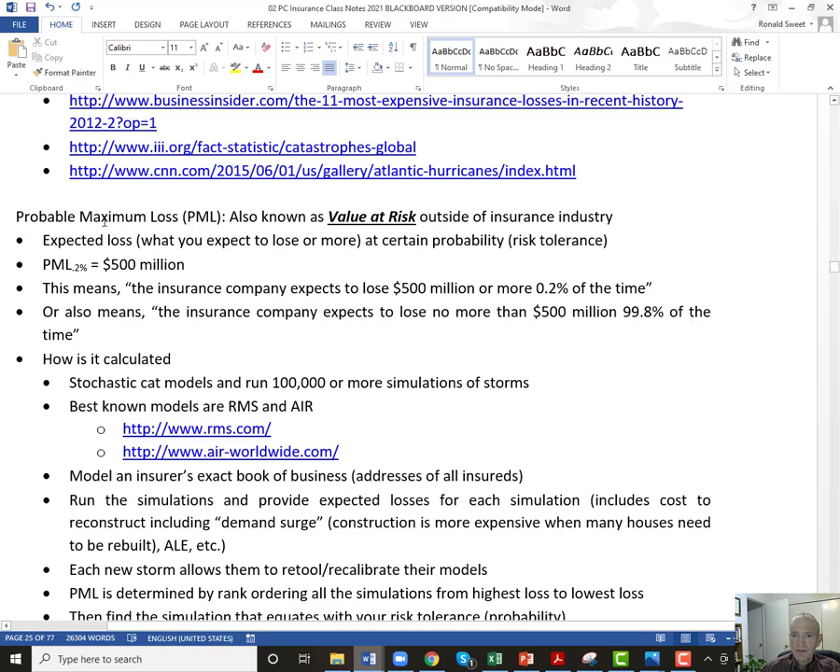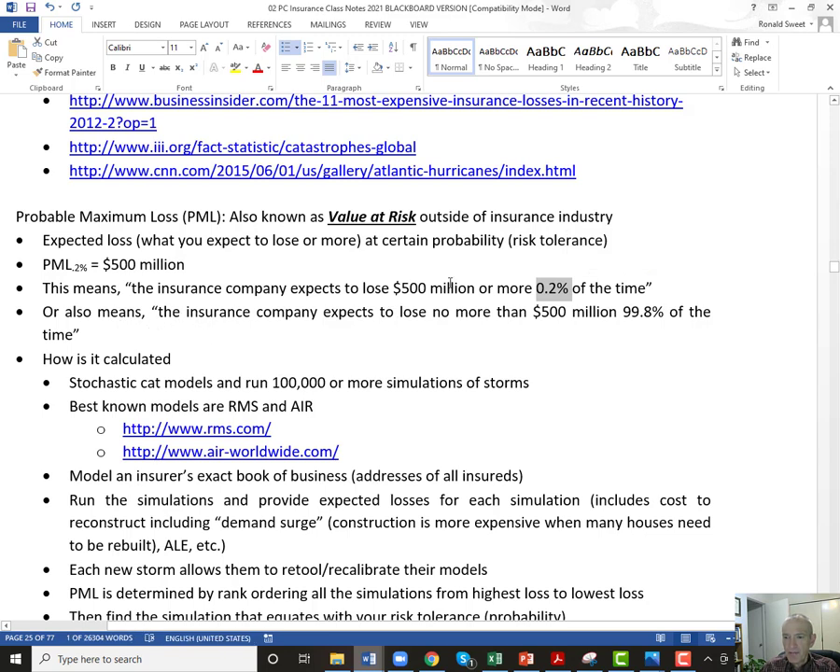So last class, we started this concept, probable maximal loss. It's an expected loss at some probability, some risk tolerance. So if your risk tolerance is 0.2% and your PML is $500 million, then what you're saying is 0.2% of the time, or 1 out of 500 years, you would expect to lose $500 million or more. And that "or more" is really important. You never expect to lose exactly $500 million. But it's that point on the distribution that comes in at the 0.2% probability.